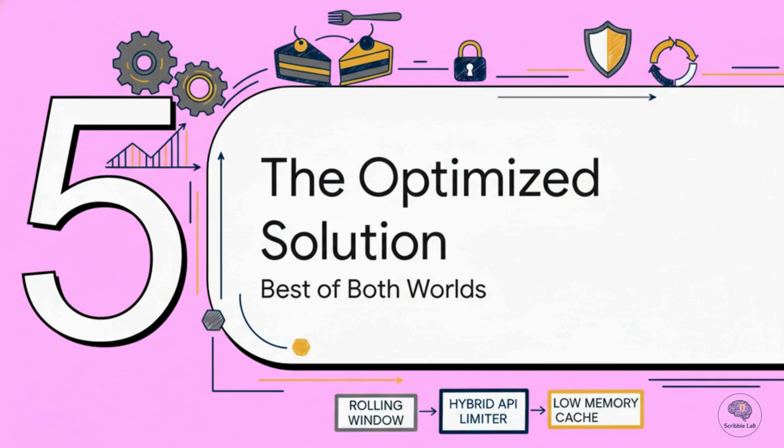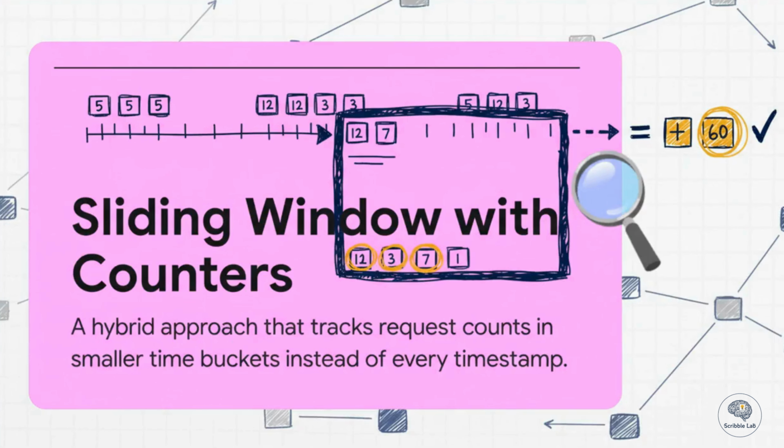Turns out, yes, we can, with a really clever hybrid approach. Let me introduce you to the sliding window with counters. Now, instead of storing every individual request, we group them into smaller time buckets. So for, say, an hourly limit, we might track the counts for each minute. To check the limit, we just add up the counts of the last 60 of those buckets. It's a brilliant approximation that gives us the accuracy we need, but without that massive memory footprint.